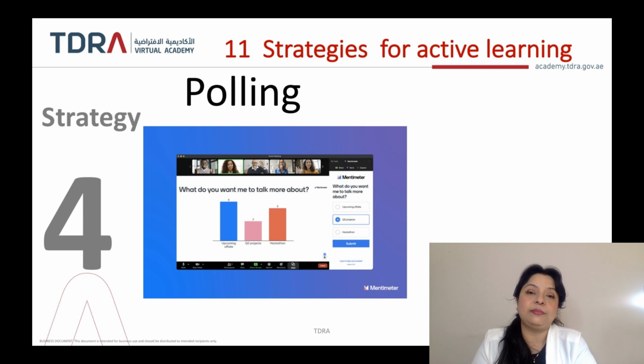And traditionally, what happened was the clicker machines were given to students, and they would give a yes or a no or an aye or a nay, and then the polling would be displayed on the screen. Now, of course, with online training, clickers are not available, so I highly recommend Mentimeter. Mentimeter works with PowerPoints, and you can very well use it.